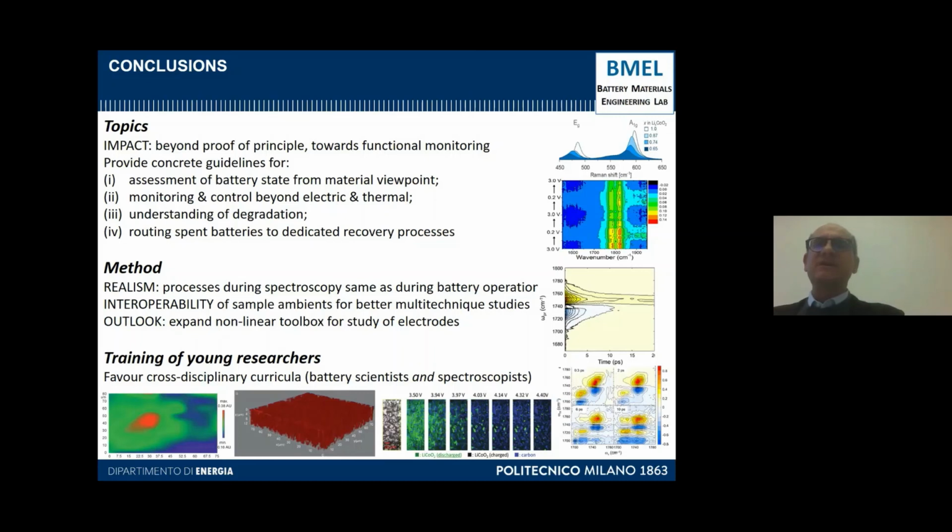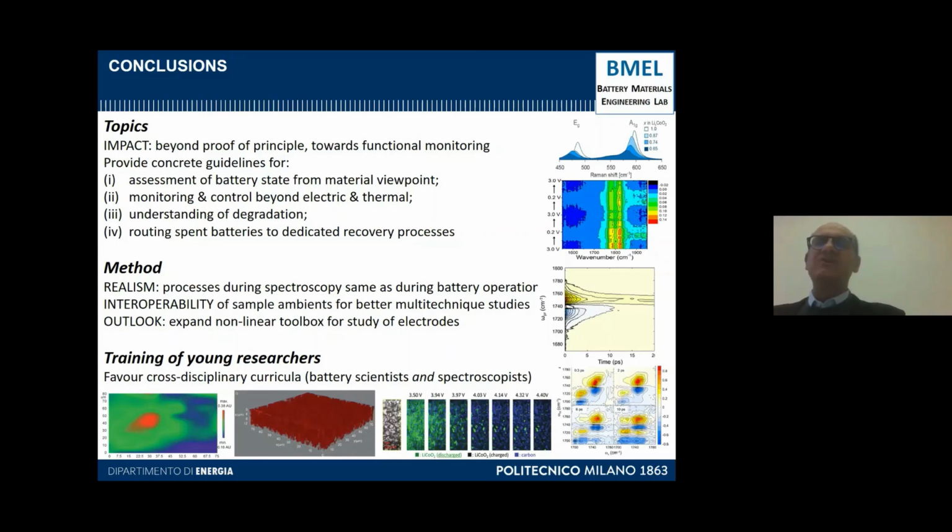Secondly, the realism of in situ and operando experiments should be increased with advanced cell design, targeting especially current density distribution issues. Moreover, interoperable sample ambients should be developed, enabling multi-technique studies under identical electrochemical operating conditions. And in addition, nonlinear methods ought to be more intensively adapted to the study of electrode materials.